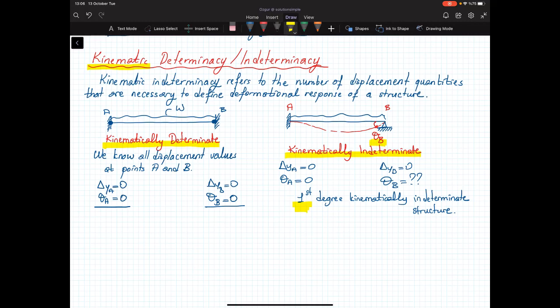Of course, here we determined the kinematic determinacy or indeterminacy of a single member, a single beam. Now, what will happen if I have a more complicated structure? How can I determine the degree of kinematic indeterminacy, or the number of unknowns that I have to calculate in a structure? This is what we are going to discuss in the next class.